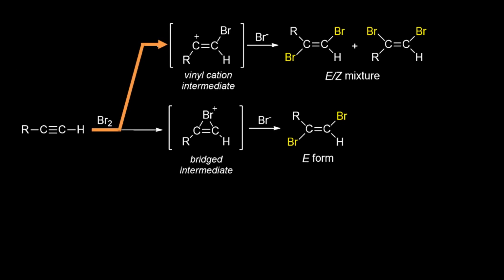So why should we care about this mechanism? Well, even though the main product is usually the trans-dihalide, or E isomer, we sometimes see a small amount of the Z isomer too. And the vinyl cation pathway is really the only one that can explain that. Since the carbocation is flat, the halide ion can attack from either side, which means both E and Z products are possible. So even if this isn't the main route, it could still be playing a minor role, and that alone is enough to account for the small amount of cis isomer we see.